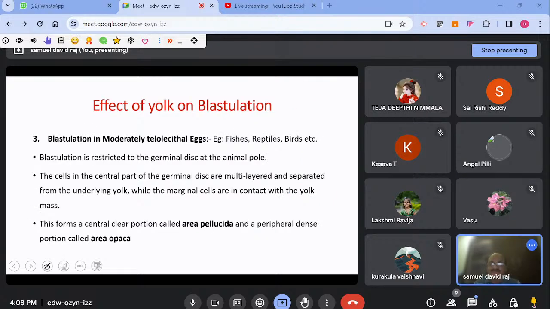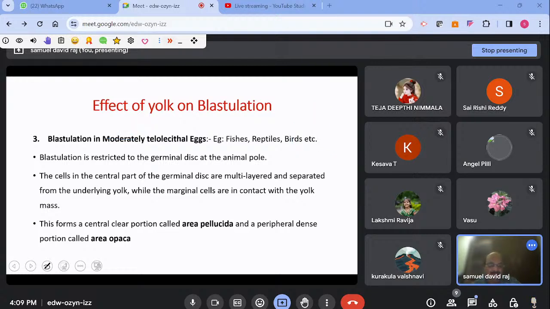Coming to blastulation in heavily telolecithal eggs like fishes, reptiles, and birds, where the blastulation is restricted only to the germinal disc at the animal pole. It is restricted only to this place. So, the morula is disc-like and the blastula is also disc-like.